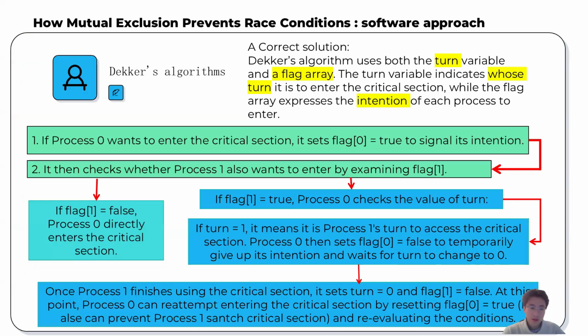So here you can see the software approaches to achieve mutual exclusion. This is Dekker's algorithm. These algorithms use both a turn variable and flag arrays. The turn variable indicates whose turn it is to enter the critical section, while the flag arrays express the intention of each process. And here you can see a flow chart, which is the logic of these algorithms.